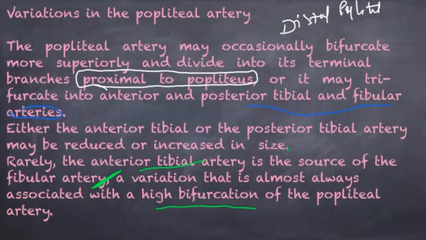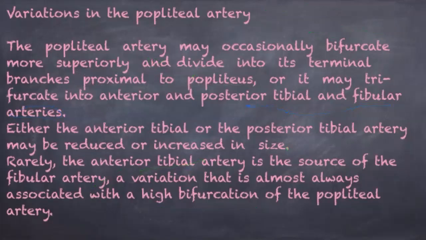That means whenever the fibular artery arises from the anterior tibial artery, it always has the association that the bifurcation of the popliteal artery is at the proximal level, right? Usually it should bifurcate distal to the popliteus muscle, but because it is bifurcated proximal to the popliteus, it may give rise to the fibular artery from the anterior tibial artery, right?